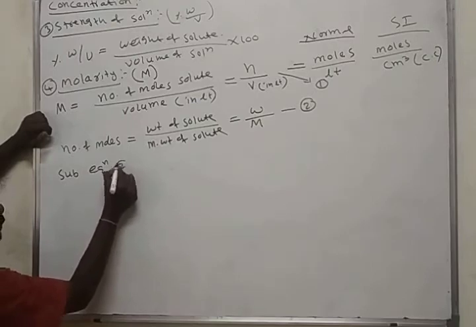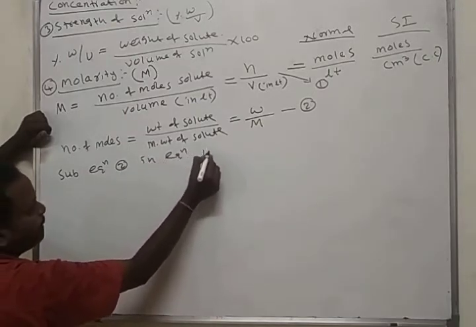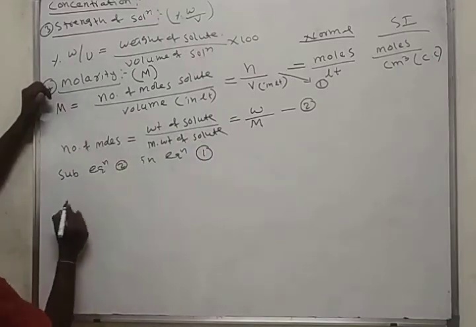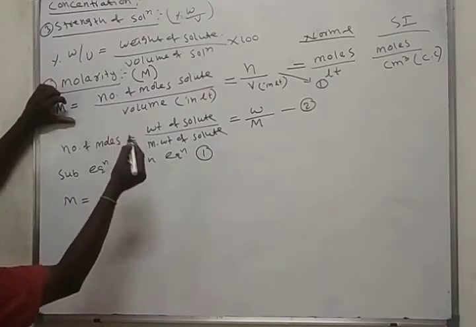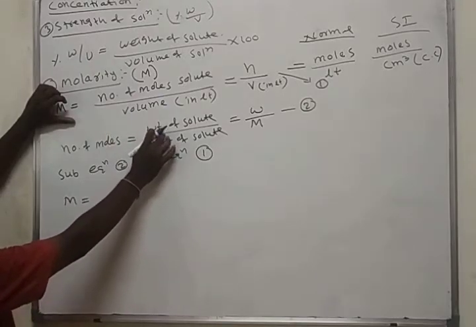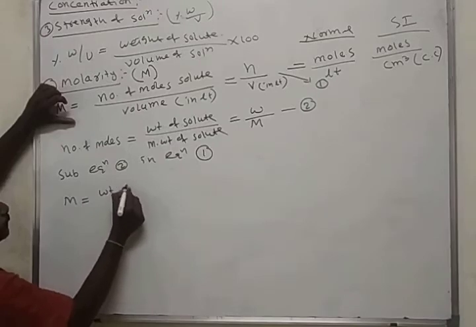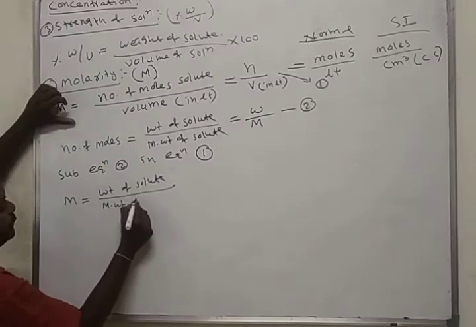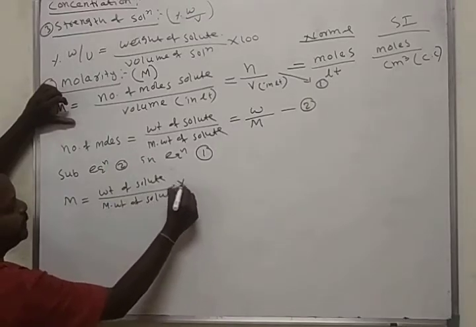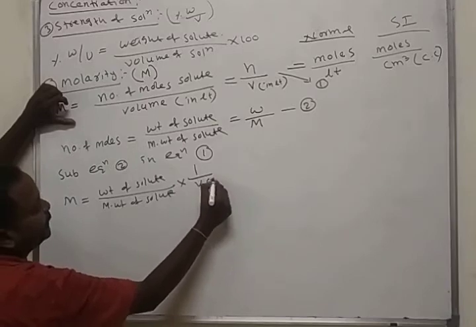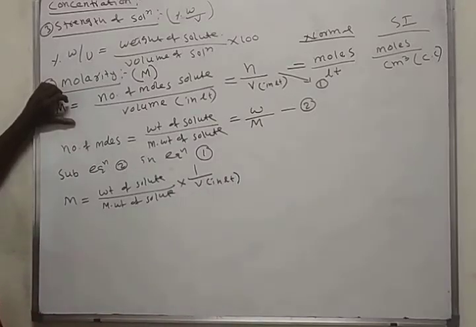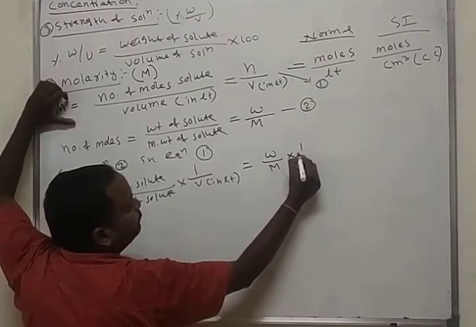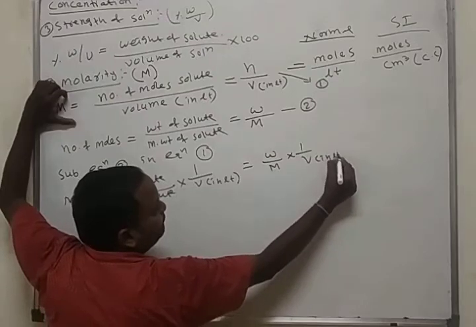Substitute equation 2 in equation 1. What is equation 1? M is equal to the number of moles of solute. Instead of the number of moles of solute, you substitute the weight of solute by the molecular weight of solute, into 1 by V in liters. This may be written like this: W by M into 1 by V in liters. This is a simple form.